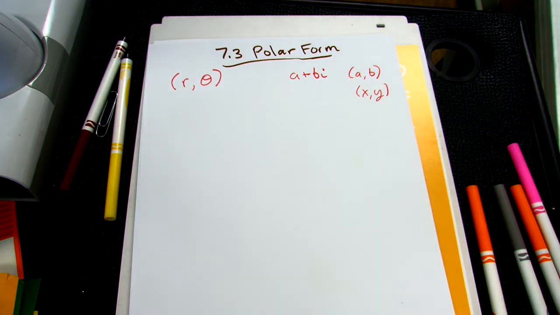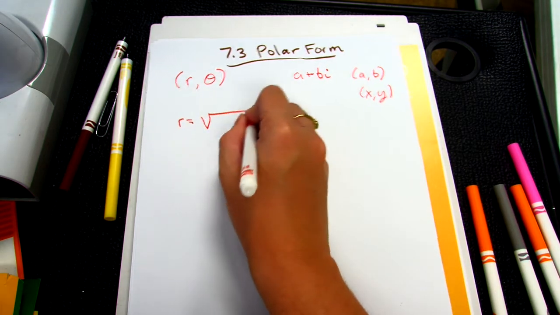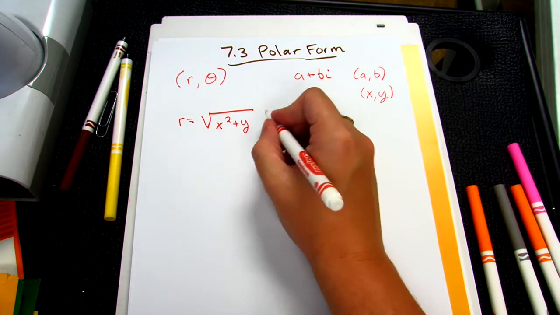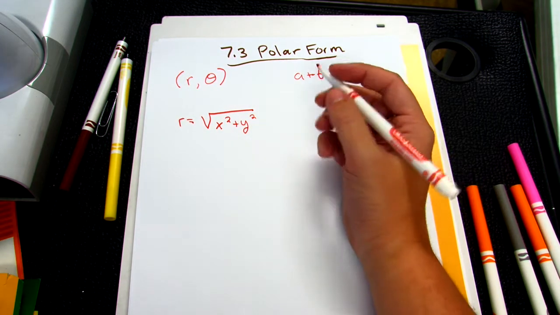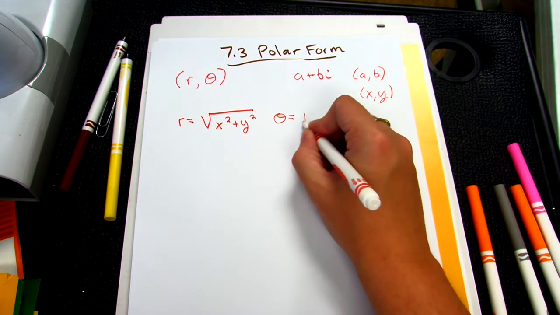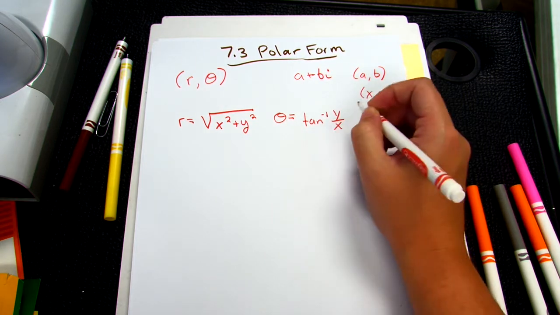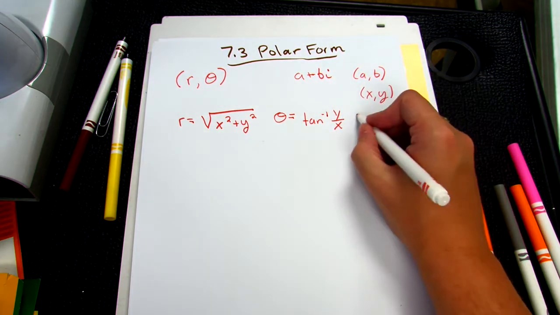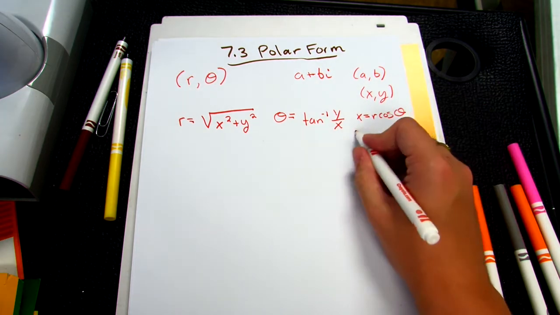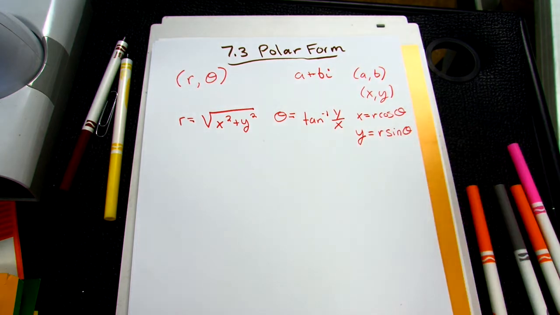Here are the formulas that you need to remember. r is equal to the square root of x squared plus y squared. Theta is equal to tan inverse y over x. x is equal to r cosine theta, and y is equal to r sine theta.